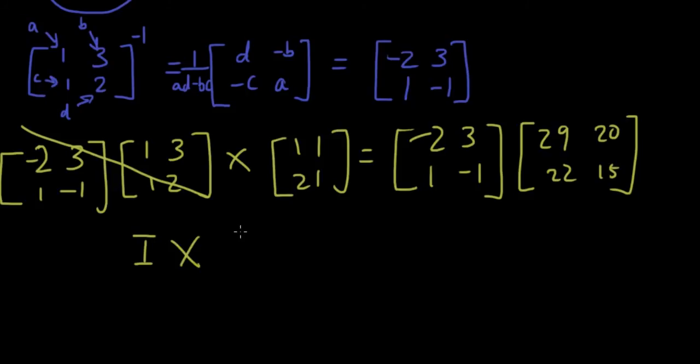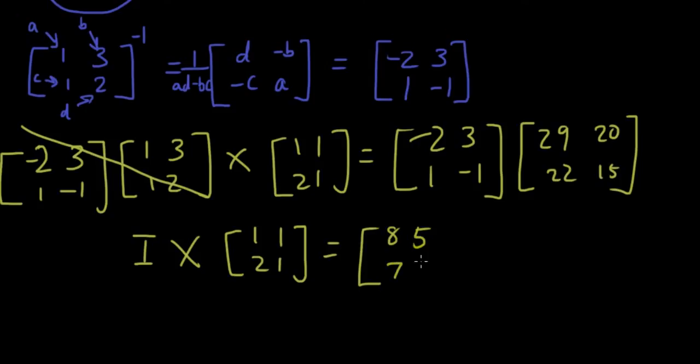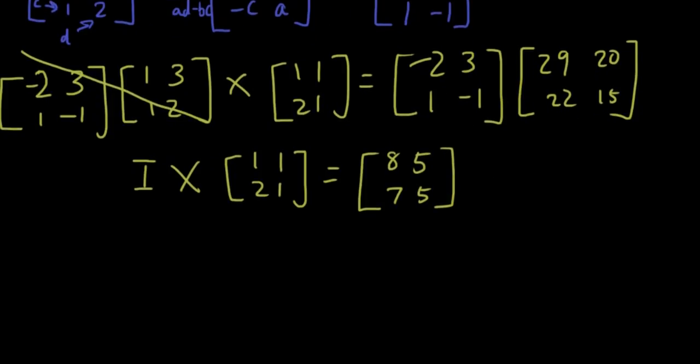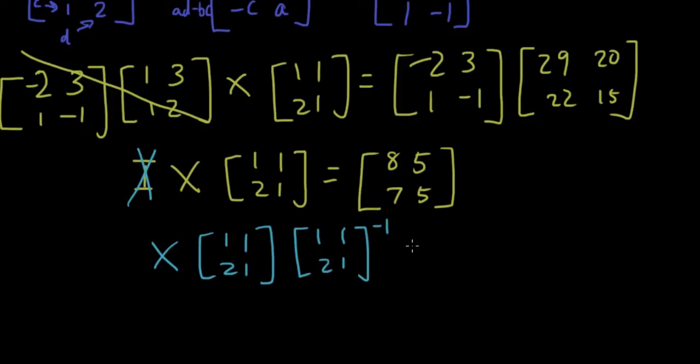Identity times 1, 1, 2, 1 is equal to, and let's figure this one out on the right hand side using matrix multiplication. And the answer is 8, 5, 7, 5. So if you forgot how to do matrix multiplication, please have a look at our previous tutorials. Okay, now we don't need to write the I there because I times anything is equal to itself. So now let's multiply by the inverse of 1, 1, 2, 1, whatever the inverse of that is.